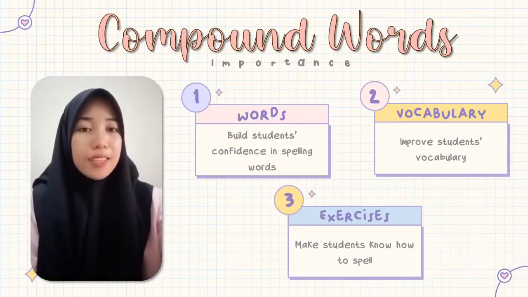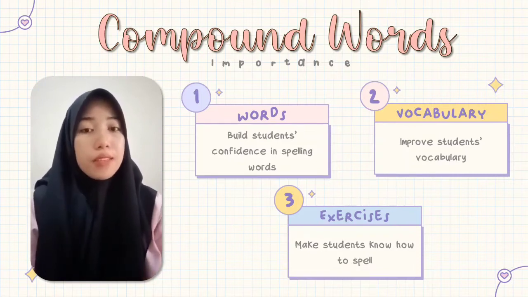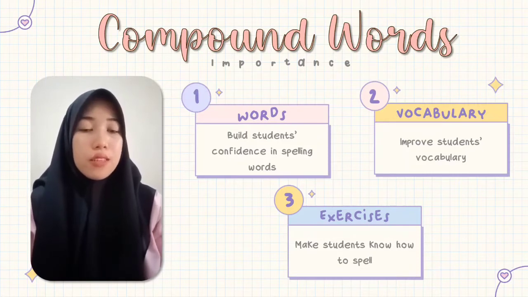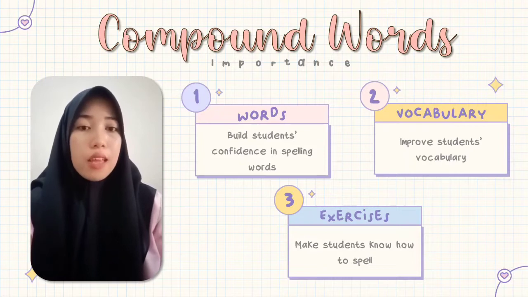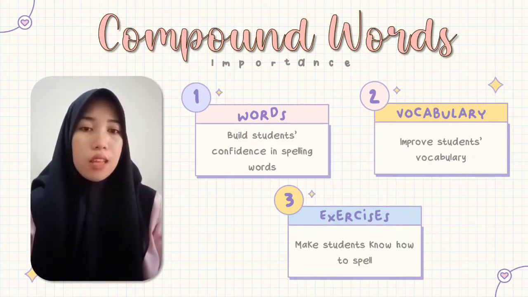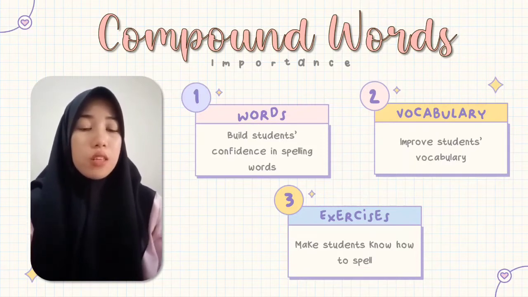Next material is about the importance of compound words. The first is words. It means compound words can help students to build confidence in spelling long words. And the second is vocabulary. It means compound words can help students to improve their vocabulary. And the last is exercises. Exercises means compound words have one word that is a least word. Knowing how to spell part of the compound word helps a student to learn the longer and more complex word and also builds their confidence.